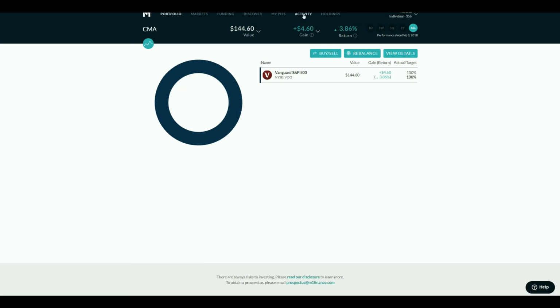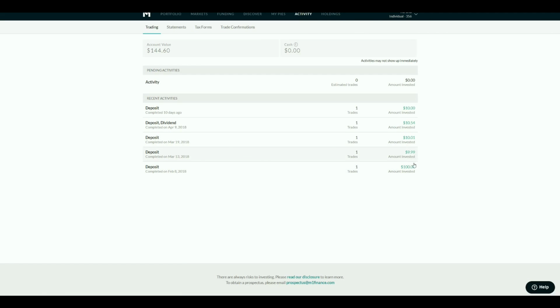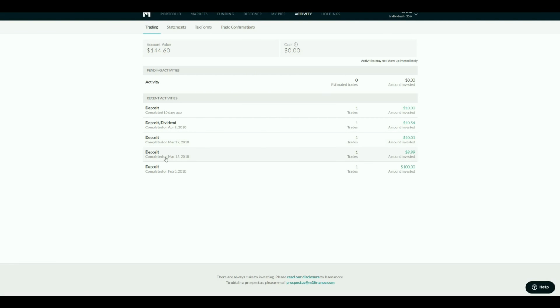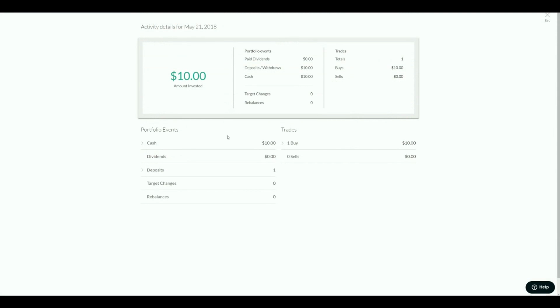So in this example here, in my activity, you're going to see that I initially deposited $100 on February 10th. I then made a referral here of $10. On March 13th, I had another referral, on March 19th, I had another referral, on April 10th, and I had another referral about 10 days ago. So each time I was able to refer a new person onto M1 Finance because they saw that the benefits outweighed any sort of risk, both of us were able to get $10. And then this $10 went into the account.